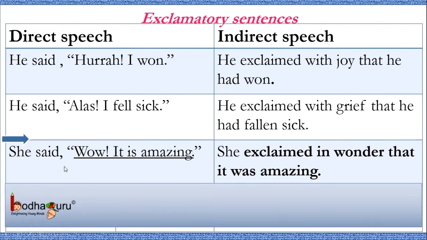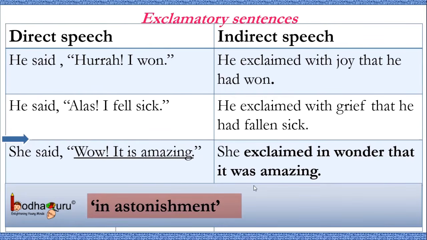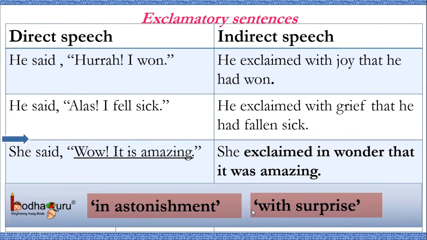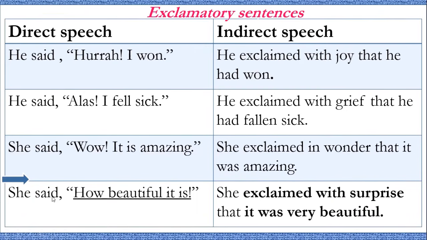Next example. She said, wow, it is amazing. This gets changed to she exclaimed in wonder that it was amazing. Instead of in wonder, you can also use exclaimed in astonishment or exclaimed with surprise. Next sentence. She said, how beautiful it is. This gets changed to she exclaimed with surprise that it was very beautiful. Now if you see the sentence, what she means to say is that it is very beautiful, and hence this gets changed to that it was very beautiful.